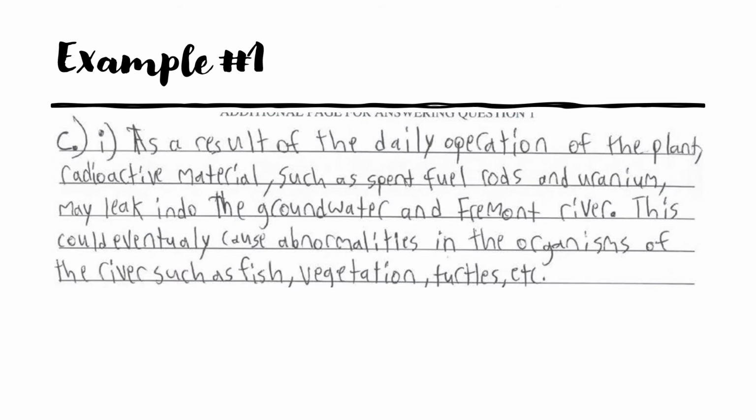So example number 1: as a result of the daily operation of the plant, radioactive materials such as spent fuel rods and uranium may leak into the groundwater. Oh, there it is, y'all. They said that radioactive material leaks into the environment, and that's not an answer that is appropriate. So therefore this example is incorrect.